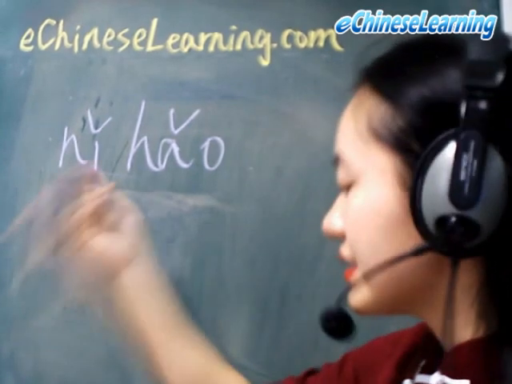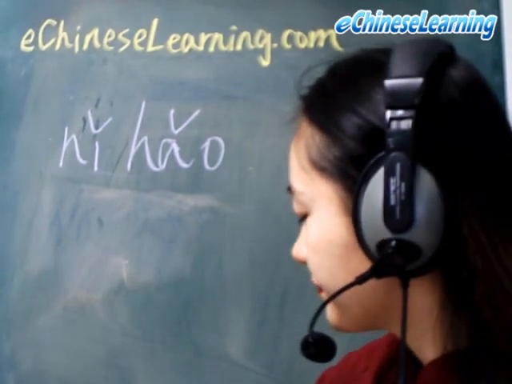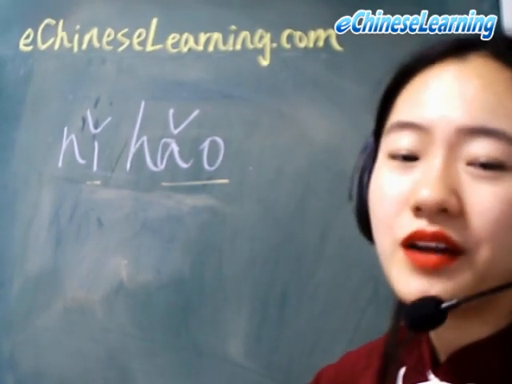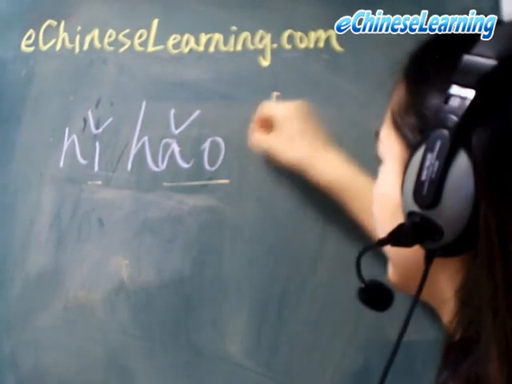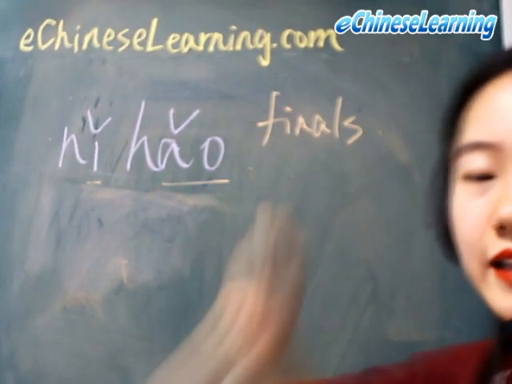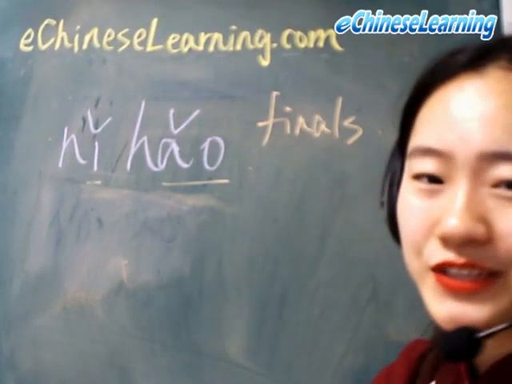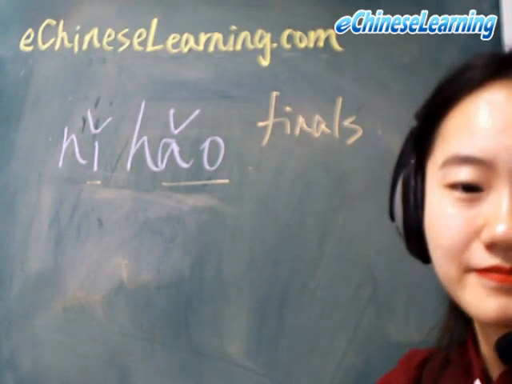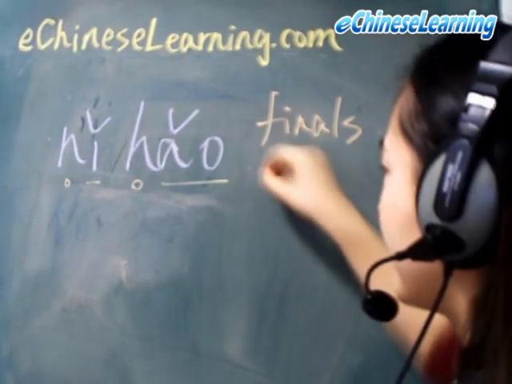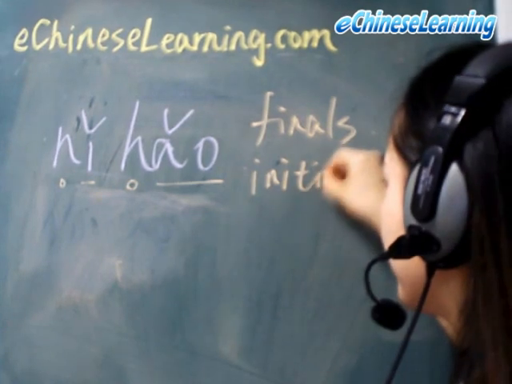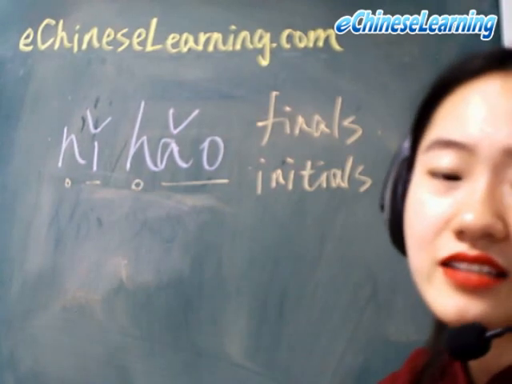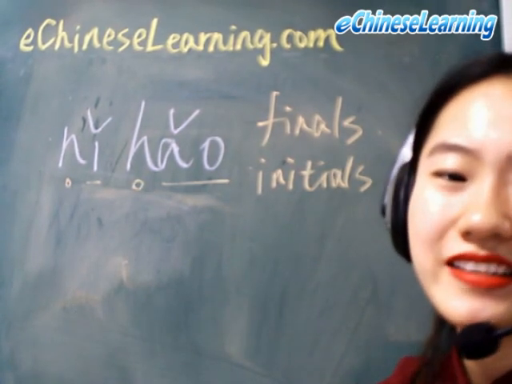And for the Chinese syllables, we have three parts. The letters I and AO here, we call them finals. These finals are just like the English vowels, but they have different pronunciation. Okay. And the second part, letters N and H, they are initials. Most of the initials have the same pronunciation as the English consonants, so it will be easier for you to learn them. Okay.